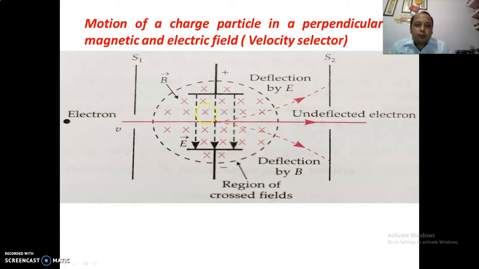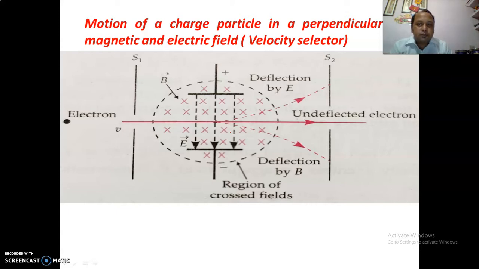Now we have a magnetic field also in the inward direction, inward to the plane of the paper. Now the electrons are negatively charged, and we know that the formula for the force experienced by a charged particle is q v cross B.